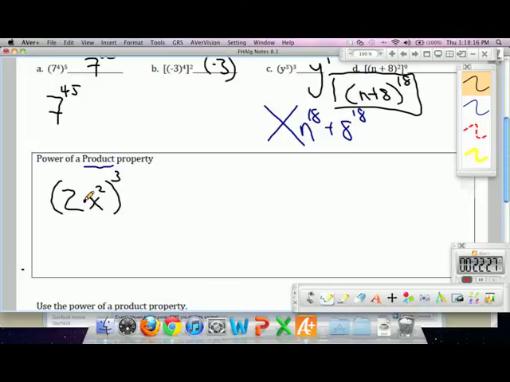Note the difference between this example and this example. Add in here, bad. Multiply here, good. Kind of the same game. Exponents, they take whatever's inside and multiply it by itself the exponent number of times. This should be the same as what? 2x squared times 2x squared times 2x squared. Whatever's inside, multiply it by itself this many times.